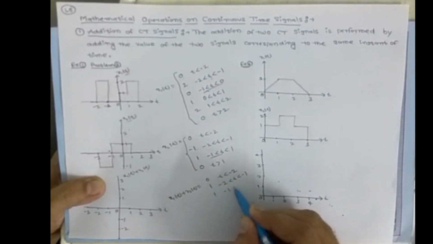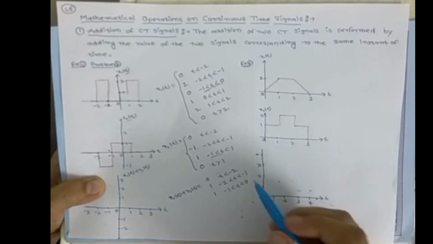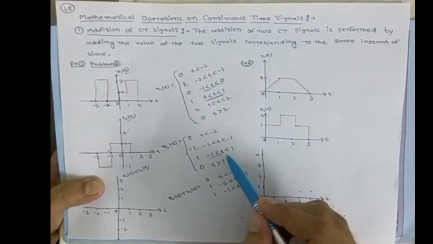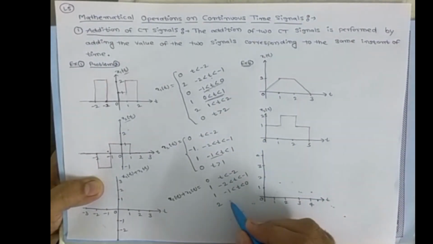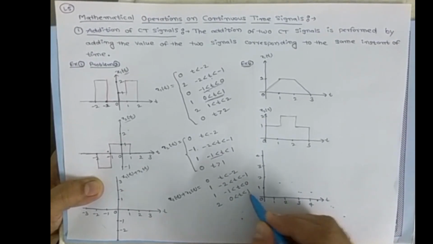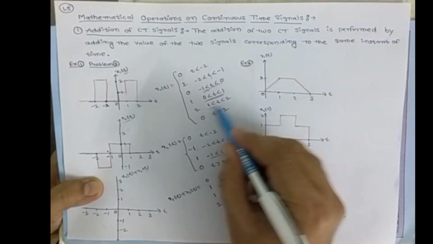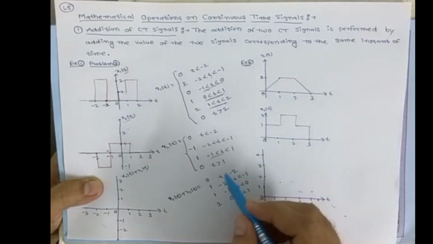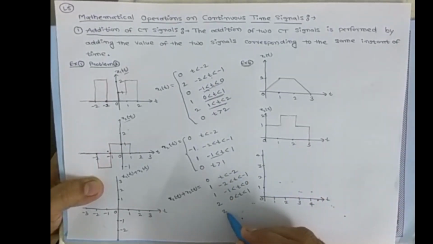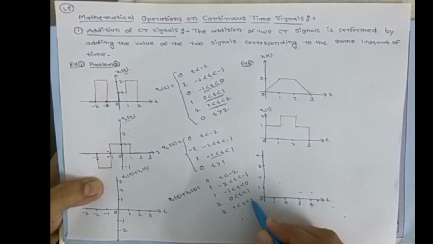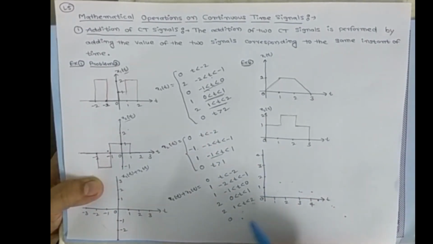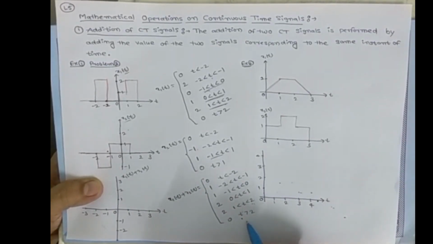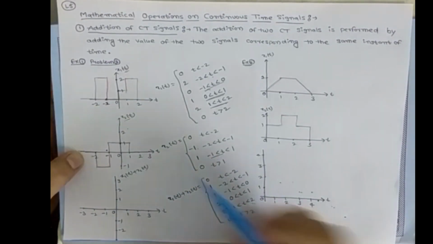For 0 less than t less than 1, it is 1 and here is 1, so the total is 2. For 1 less than t less than 2, it is 2 here and 0 here, so it is 2. And 0 for t greater than 2. This is the mathematical representation of x1 of t plus x2 of t, or else you can directly draw it from the graphical representation.